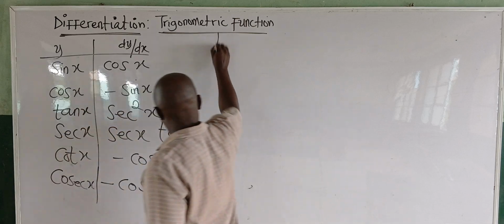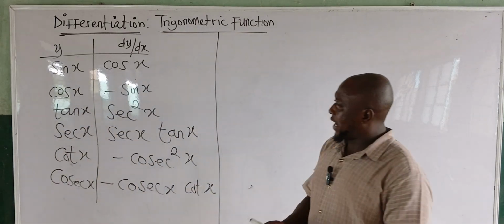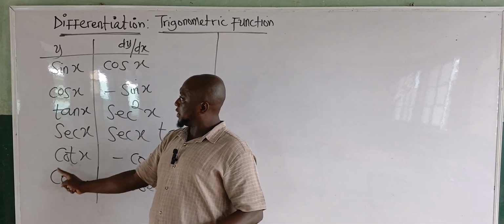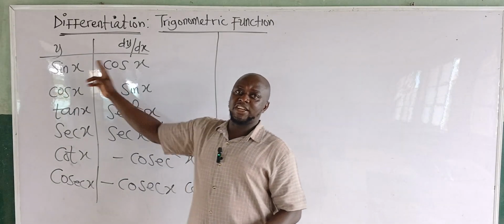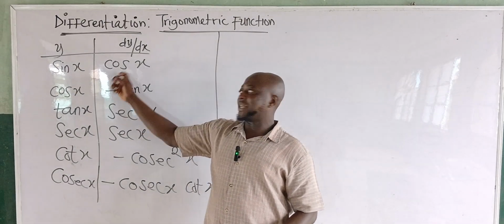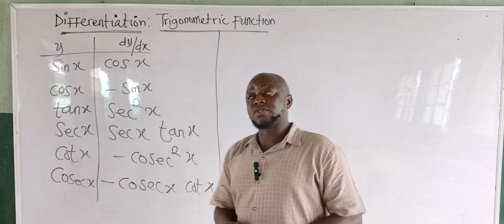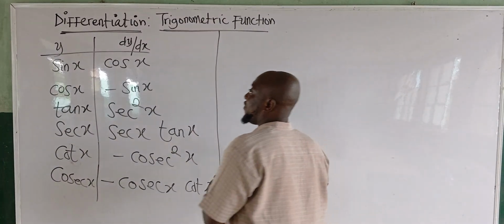So with this noted, that means that if you have any of these functions, this is the answer. If you see this one and differentiate, this is what you get. If you see this one, differentiate, this is what you get, and so on and so forth. So let's take the first example.